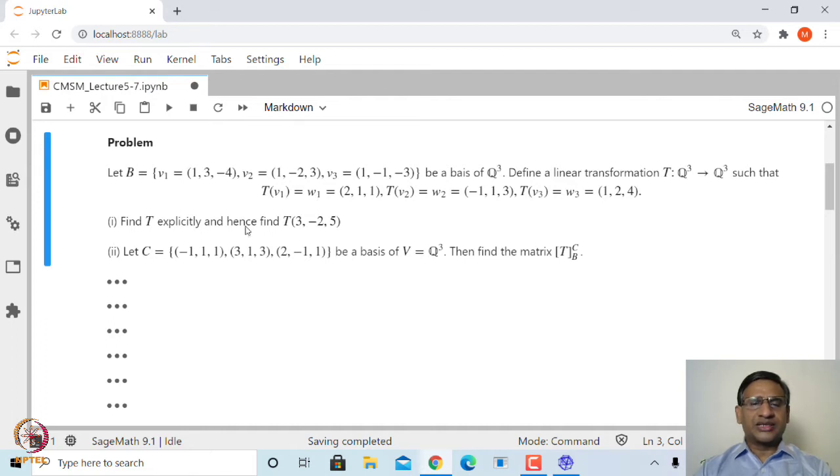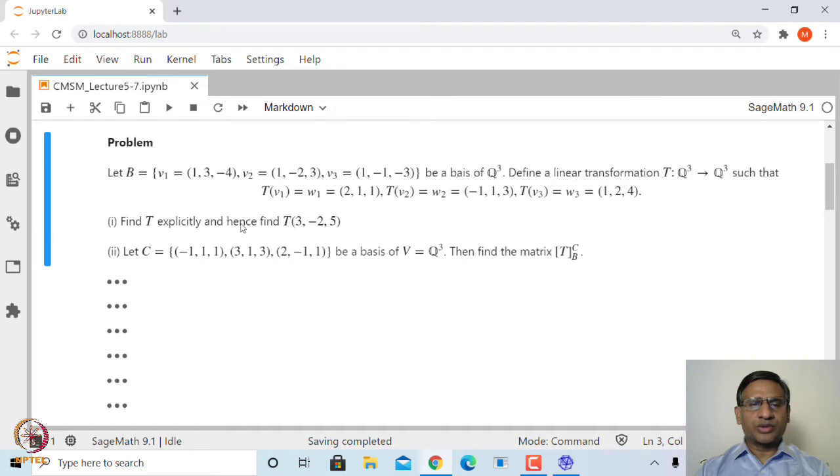And once you have obtained this, then find, let us say, the image of any vector, and then suppose you have a basis C which is equal to this, and then you have basis B of Q3, then find the matrix of this linear transformation with respect to basis B and C. Once you have obtained T, then finding the matrix will be easy, because these kinds of problems we have already come across: how to find the matrix of a linear transformation with respect to arbitrary bases. So, our main task is to find T explicitly.